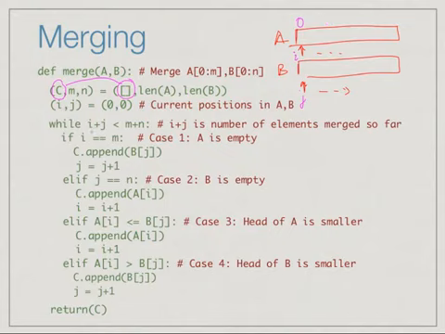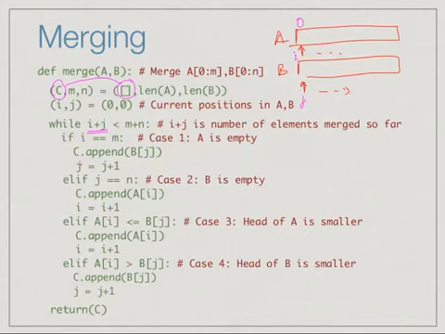So at any given time, i plus j will tell us how many elements have been moved so far to the output. Eventually, everything in A and everything in B must be moved to the output. So this will go on so long as i plus j has not reached the total m plus n, which is the total number of elements we had to move to begin with. So while i plus j is less than m plus n, we have to look at different cases.